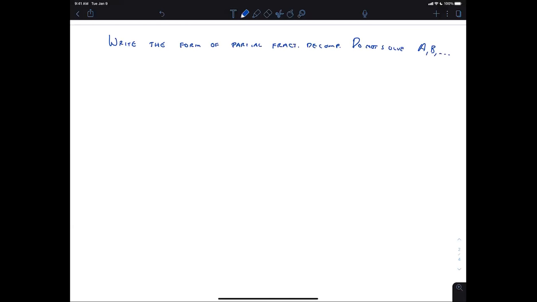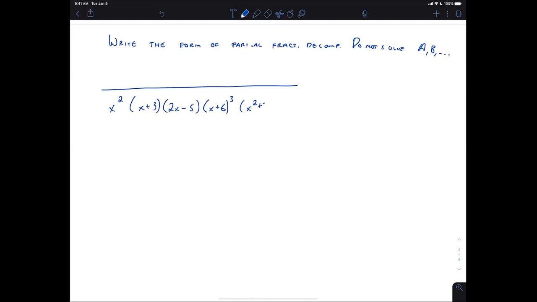All right, so I'm going to put a ridiculous one up. Let's say I have x squared times x plus 3 times 2x minus 5 times x plus 6 to the third times x squared plus 25 times x squared plus 2x plus 8 and x squared minus 3x plus 10 squared. And we'll say there's a 7x plus 1 on the top of that.